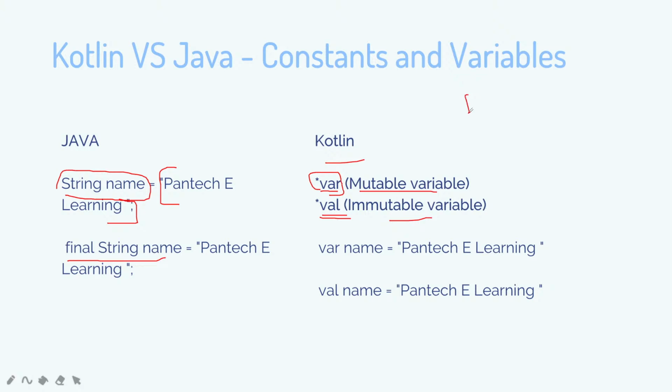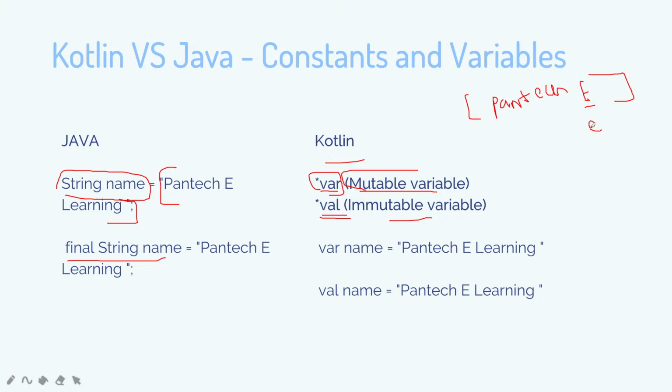For example, I have PANTECH e-learning. If I want to replace this e and change it into a lowercase e, I need to use a mutable variable only, that is var only. Why?